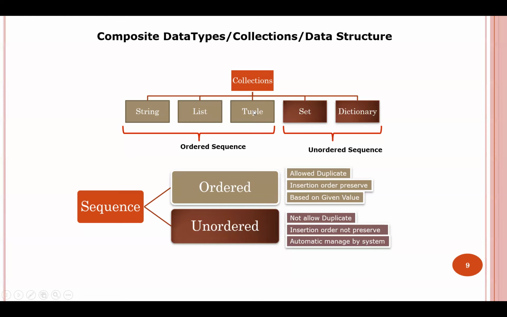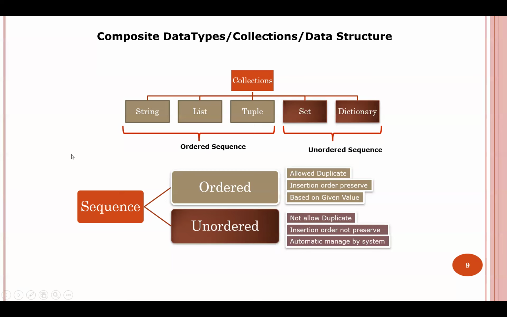Why? Because these data types are 100% in your control. You can insert the data, remove the data, and you know which data you have inserted in which order. But when you come to set and dictionary, nothing is in your control. Your control is only one thing: whatever data you want to insert, you can insert. But after inserting, how this data is going to be kept in memory is decided by Python.